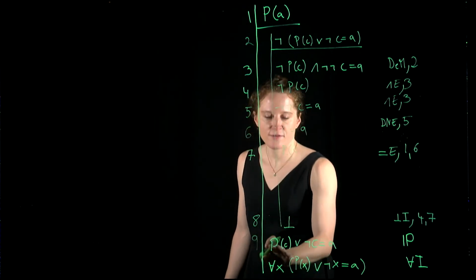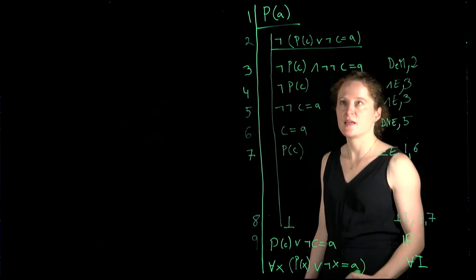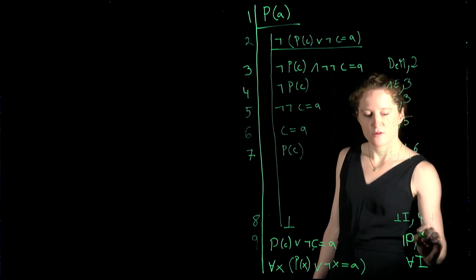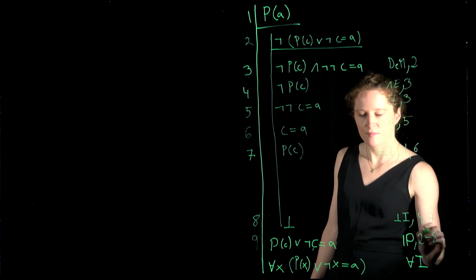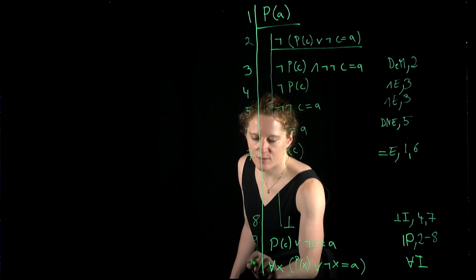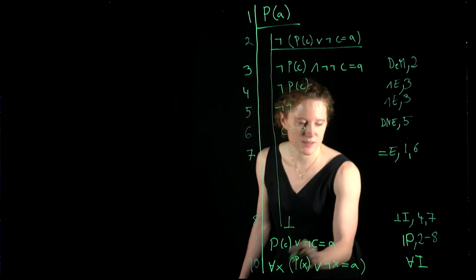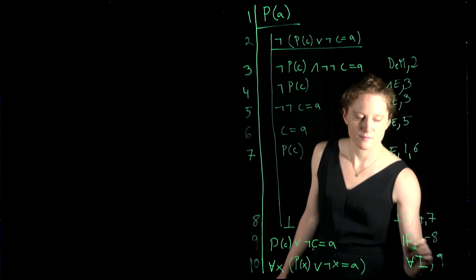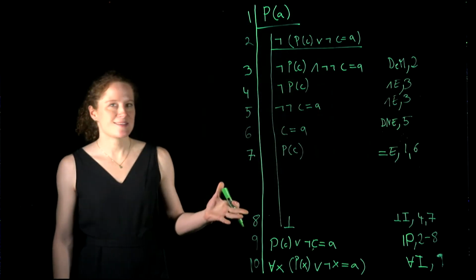And now I can infer PC or not C equals A using indirect proof and citing the subproof from 2 to 8. And I can infer my final conclusion using universal introduction applied to line 9. So that's our final proof.